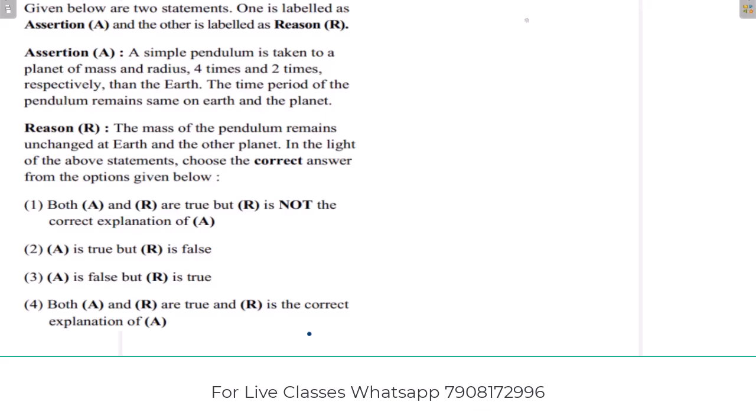Given below are two statements. One is labeled as assertion A and the other is labeled as reason R. Now read the assertion and reason. So assertion is, a simple pendulum is taken to a planet of mass and radius 4 times and 2 times respectively than the Earth. The time period of the pendulum remains same on Earth and the planet.